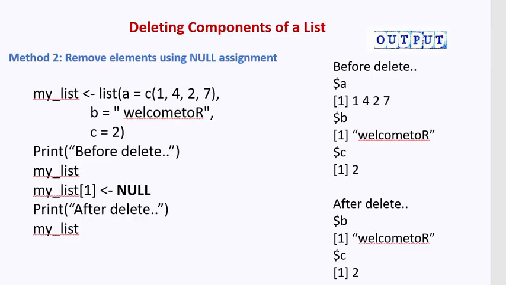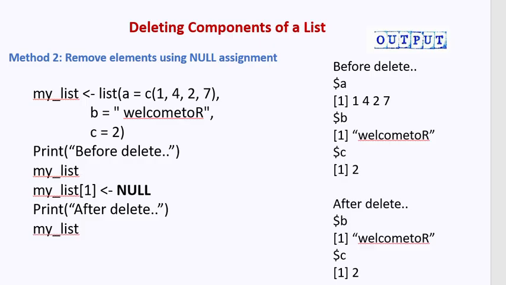Let me see another method, which is similar to the previous one, but instead of making the index value negative, we simply assign the NULL value to the particular index. For example, again the same scenario: I want to delete the first element in the list, that is 1427. Simply, I access it with the help of the index value.